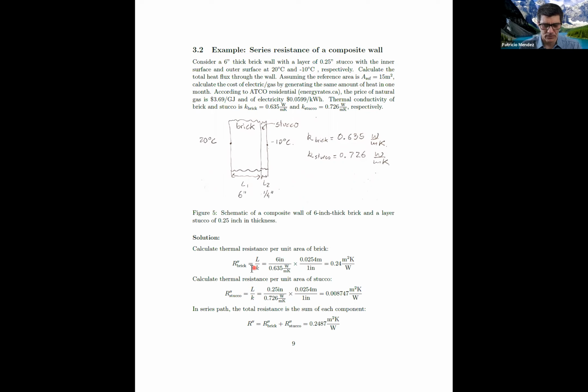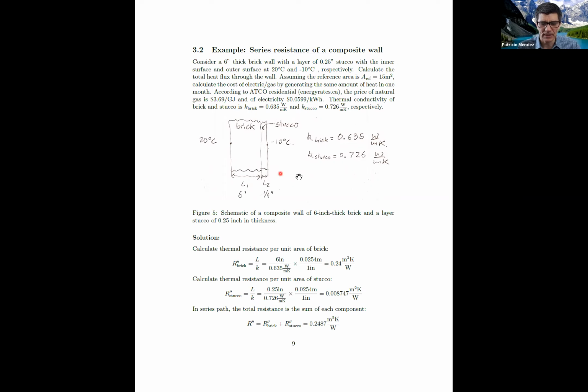So for the brick, we have the thermal resistance per unit area is L over K. And this would be 0.24 watt meter squared per Kelvin per watt. These units don't have a universal value. So these are the right units, but I cannot tell you anything intuitive about whether 0.24 is big or small. However, when I do the same business for stucco, I get that for this wall, the thermal resistance of stucco is much, much, much smaller. We're gonna see what it means soon. And of course, why is it smaller? Because it's thinner.